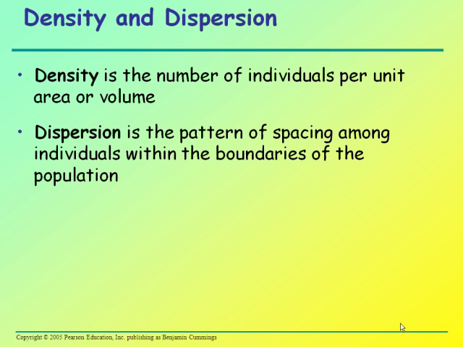So what is density and what is dispersion, and how do they affect population ecology? Density is the number of individuals per unit area or volume. Okay? So it's the number, how dense the population is. Dispersion is the pattern of spacing among individuals within the boundaries of the population.